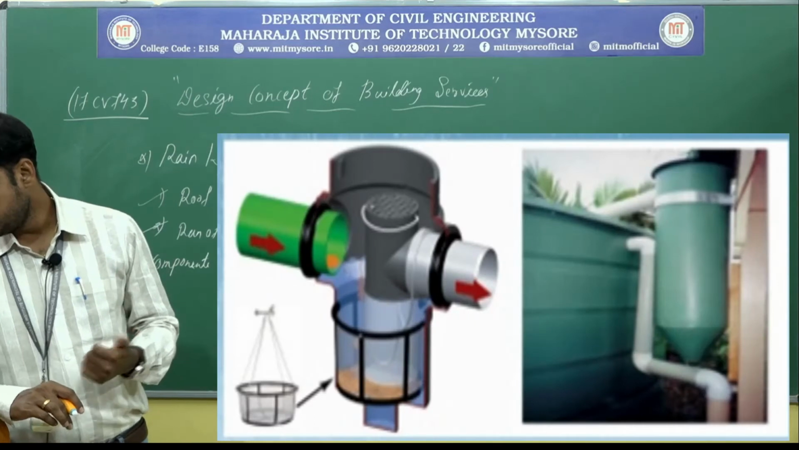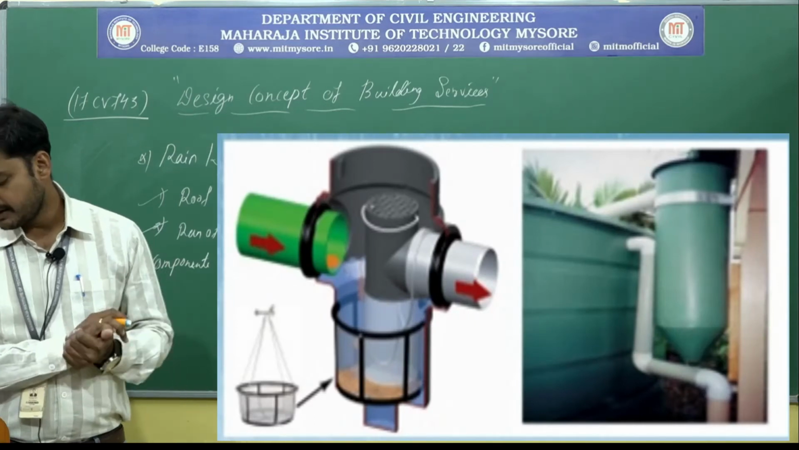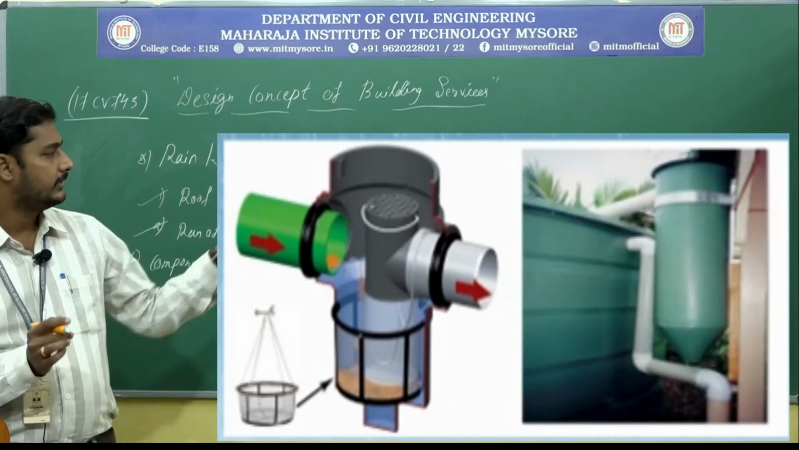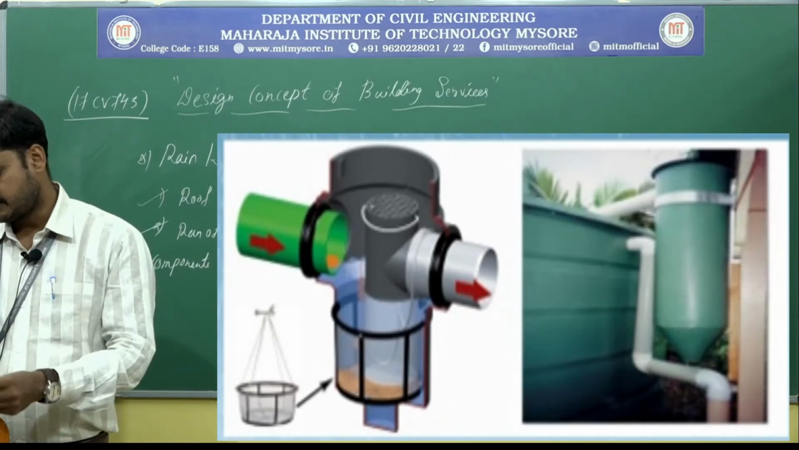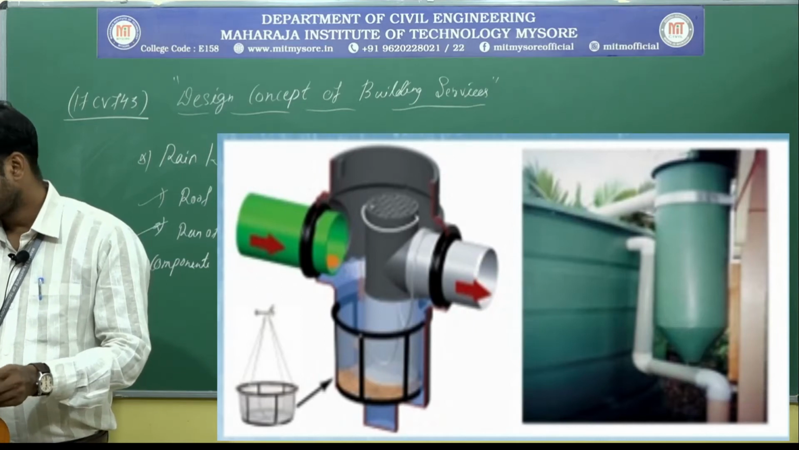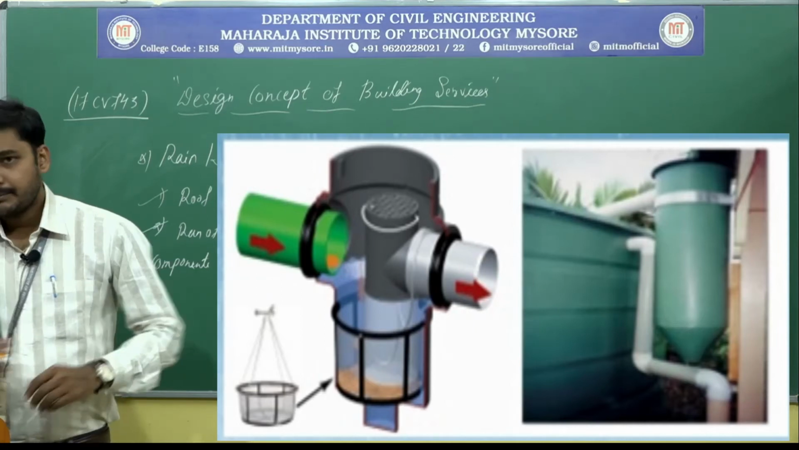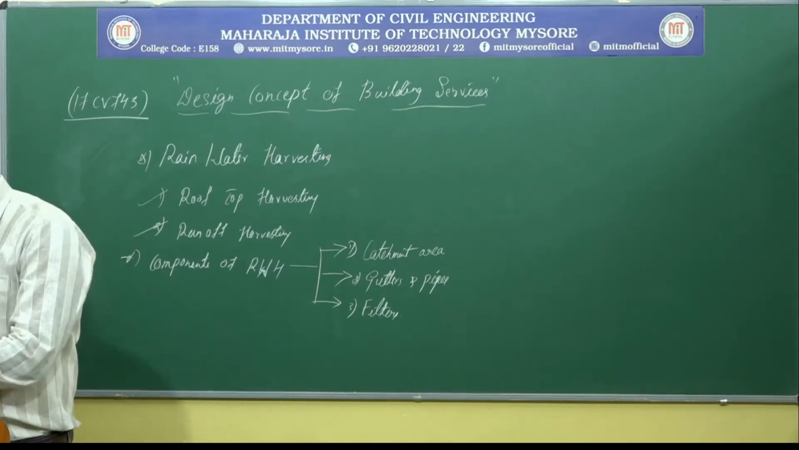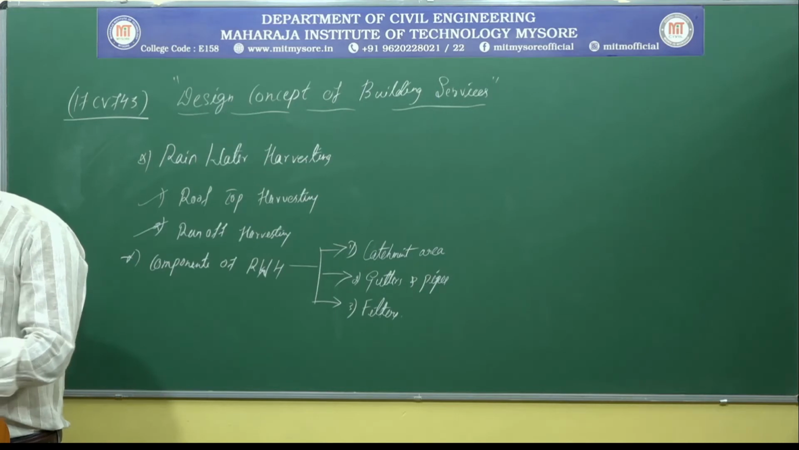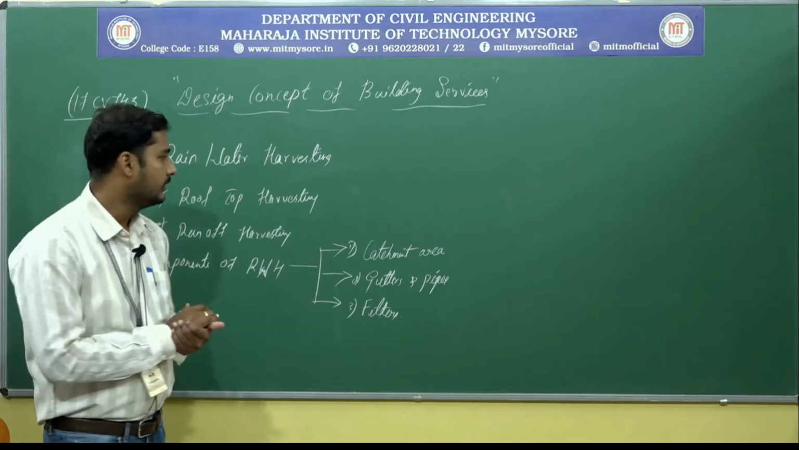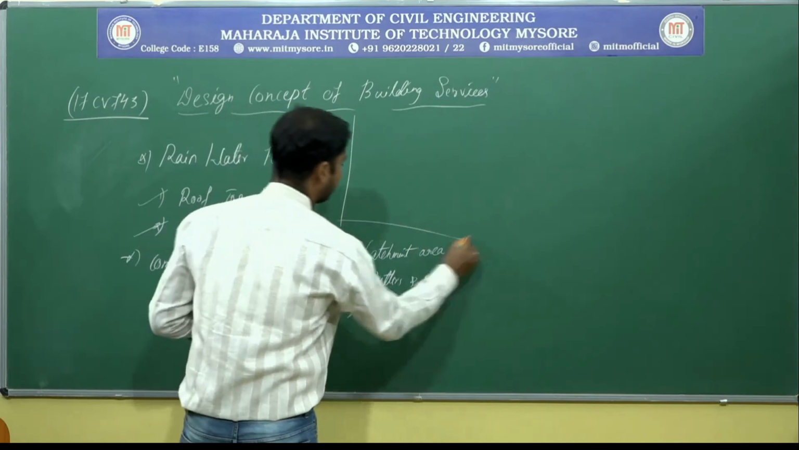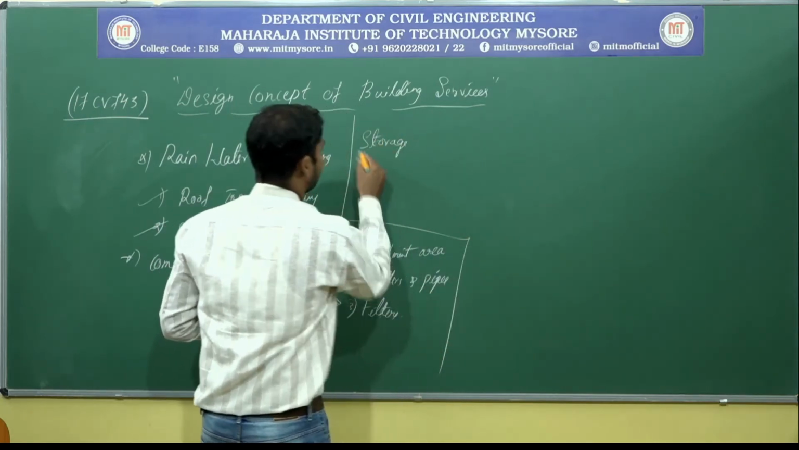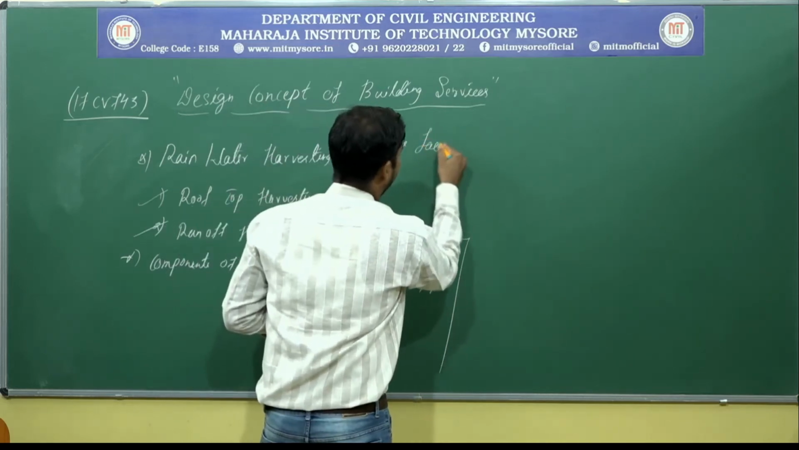They might be mesh filters, first flushing devices, or sediment discharge taps. In this figure you can observe the filters. These are the basic three components of rainwater harvesting systems, right. Then the next important bit is the storage facility.